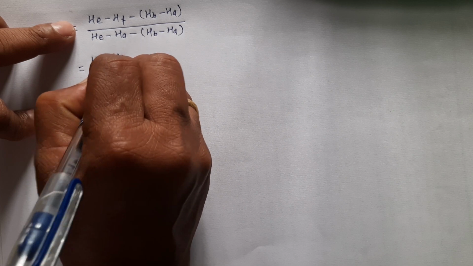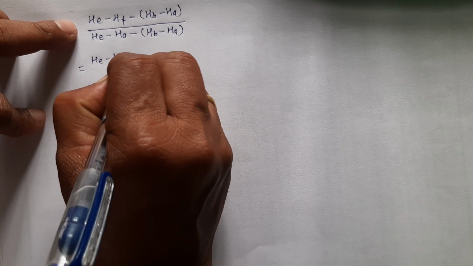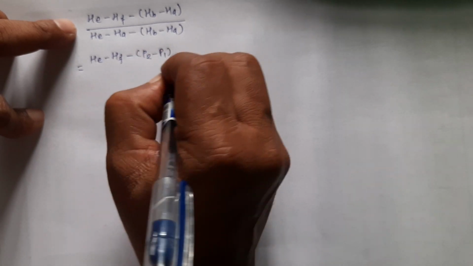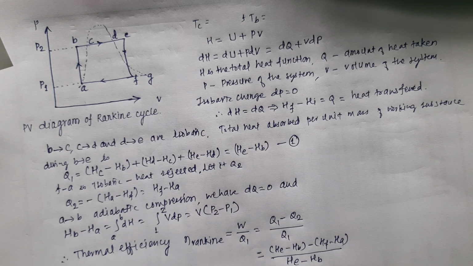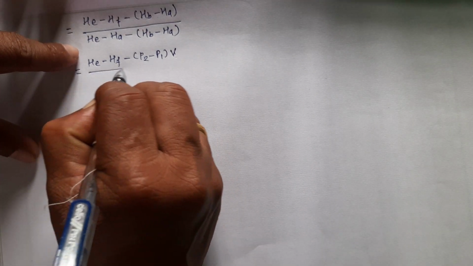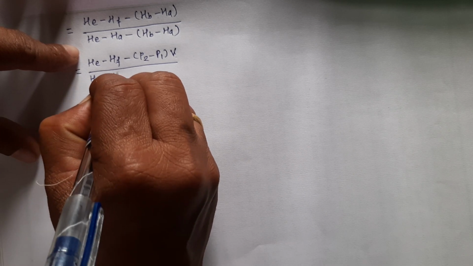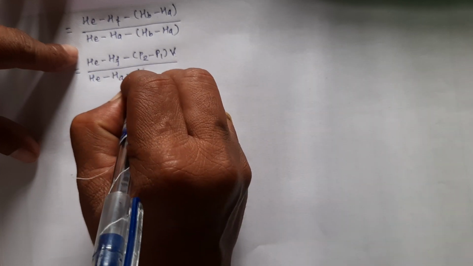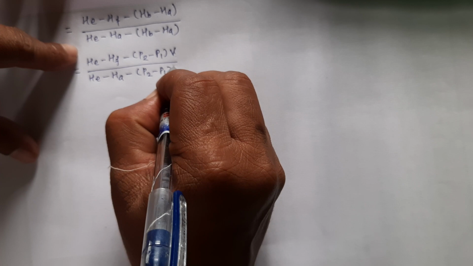From the above equations we can write this as HE minus HF minus of P2 minus P1 multiplied by V. So here we can substitute HB minus HA, this HB minus HA is equal to V into P2 minus P1, divided by HE minus HA minus of P2 minus P1 multiplied by V.